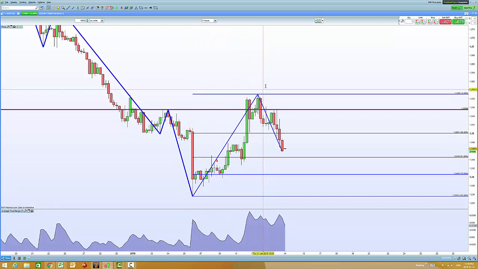Instead, what we saw is a break of this previous little shelf of structure over here with a higher close up there, and now we're regarding this as a potential for a long trade as this market retraces back into structure. So we're looking for some kind of opportunity to get long here and try to ride it back up to the swing high.